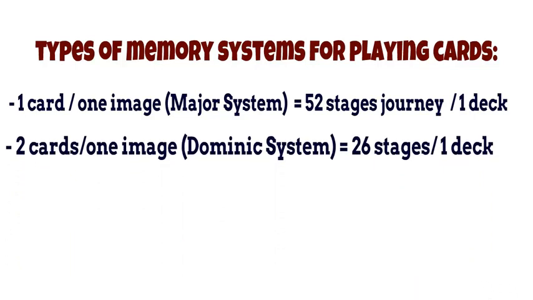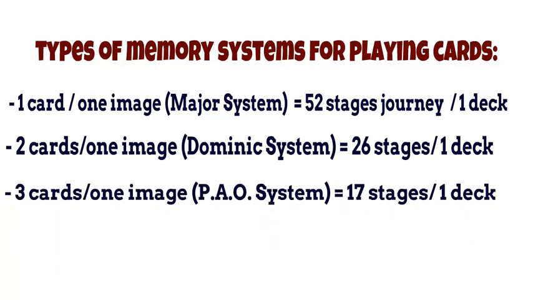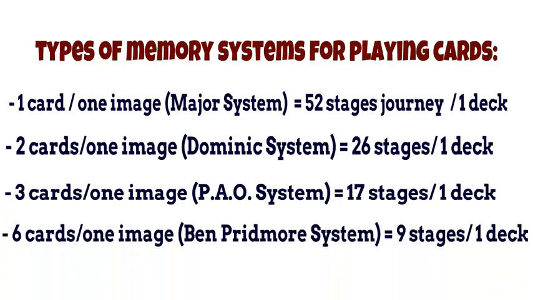2 cards, 1 image, Dominic system, person action. You need 26 distinct points on your journey to memorize the whole deck. 3 cards, 1 image, person action object, PAO system. You need 17 distinct points on your journey to memorize the whole deck. 6 cards, 1 image, Ben Pridmore system. You need 9 distinct points on your journey to memorize the whole deck. As systems include multiple cards in an image, the pre-learned code becomes more complex.